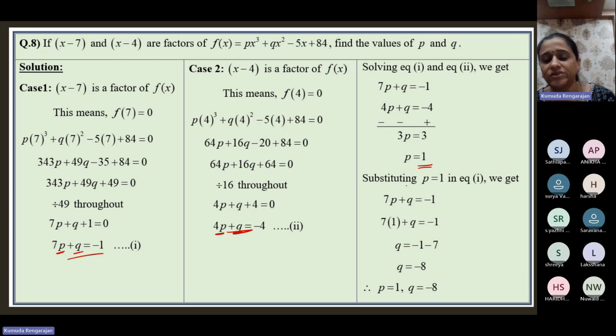So that's what it is. Substituting P is equal to 1 in equation 1. Any equation you can substitute, in 1 or in 2. I have put it in equation 1. So we get 7 into 1 plus Q is equal to -1. On solving this, you find Q is equal to -8. So like this, we find the values of P and Q.